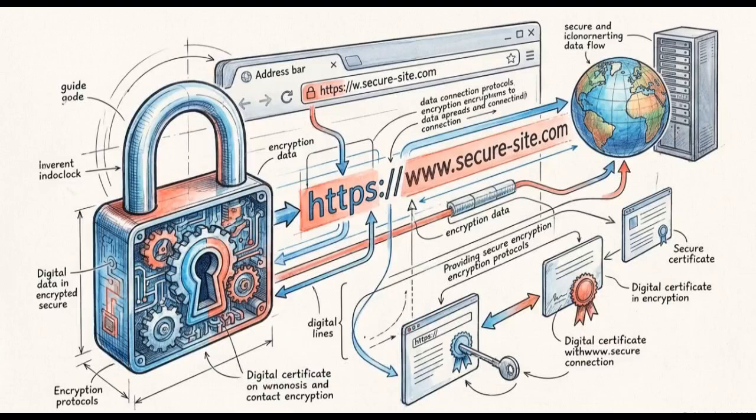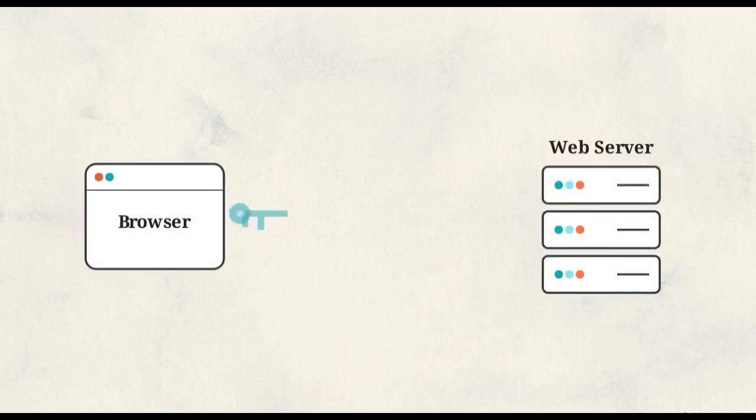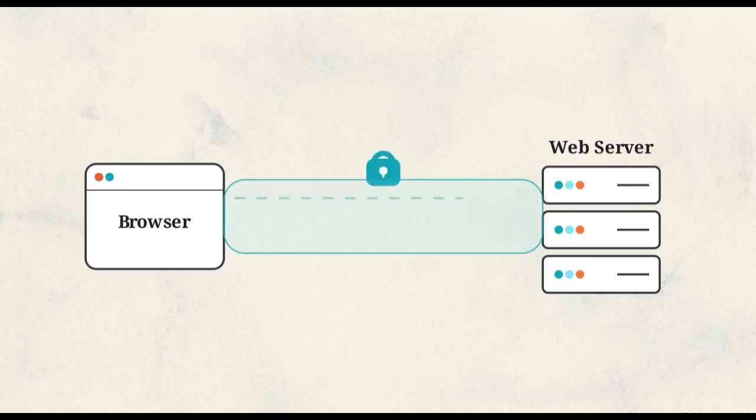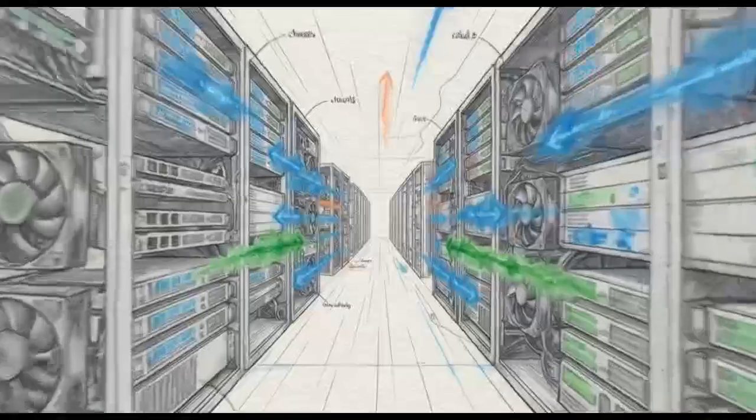Before any data can be exchanged, the browser and the server must establish a secure connection. The two nodes execute a TLS handshake, a cryptographic exchange where both sides verify identities and agree on the encryption method. Once this secure tunnel is active, the browser finally sends an HTTP request asking for the web page data. The workload now shifts to the remote server.